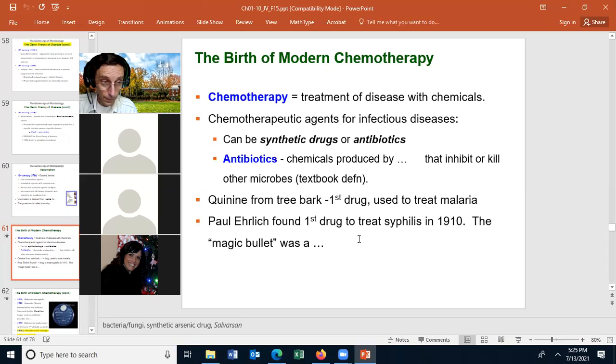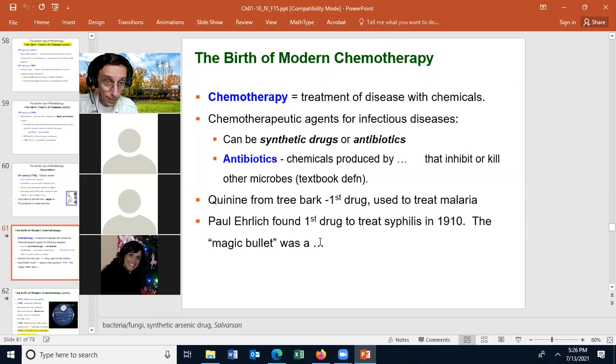Okay? Now, the people in his lab put a sign above his door, "Abandon all hope, ye who enter here." And that's because it was very tedious to take one chemical and then test it on the rabbits, and then test the rabbits to see if they had syphilis or not. And they just went through drug after drug, and about drug number 500 was where he found the first magic bullet, a chemical that could be used to treat a disease.